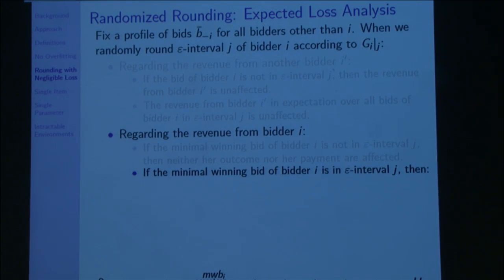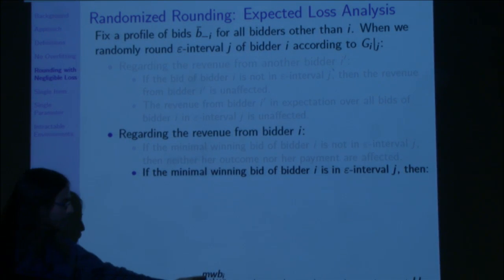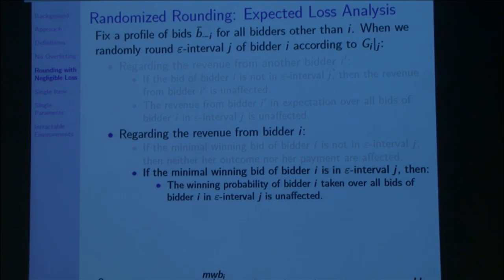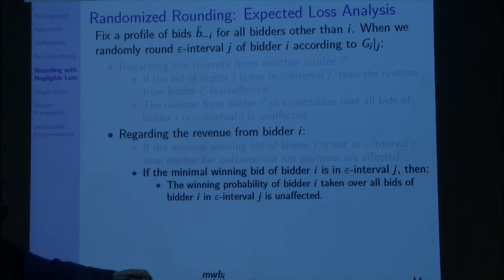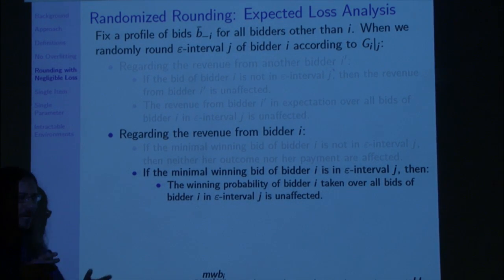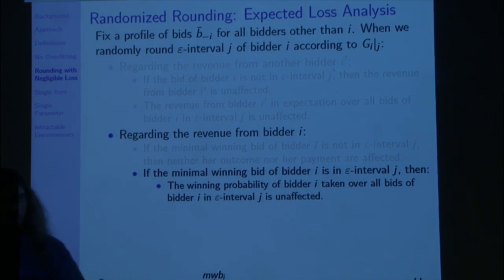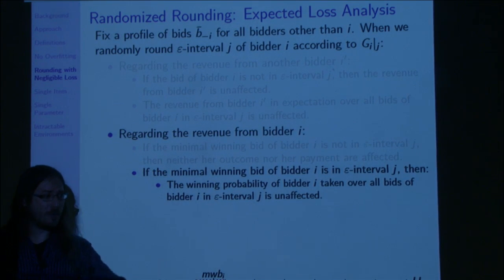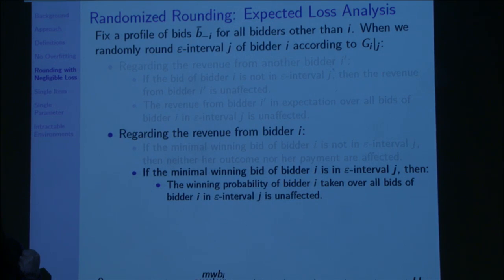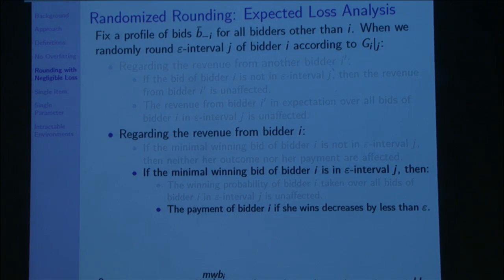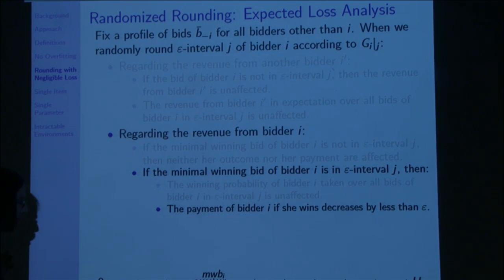So the last thing that's interesting is what happens if Mark's minimal winning bid lies in the epsilon interval that we're reshuffling. We claim that his winning probability, once again, over all of the bids in this epsilon interval is unchanged. In the sense that if you take a bid of Mark conditioned on the fact that it's in this interval, he has a certain probability of winning. If you throw that bid away and replace it with a resampled representative, the resampled representative has the same probability of winning. The only difference is going to be with the payment of Mark.